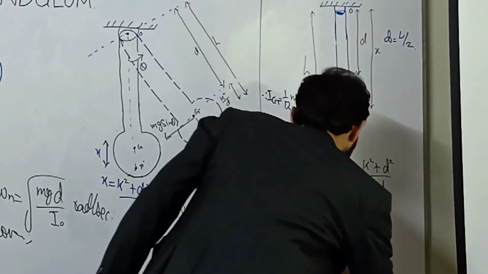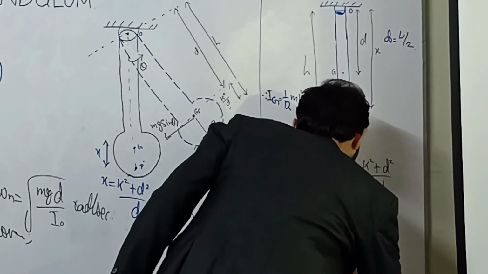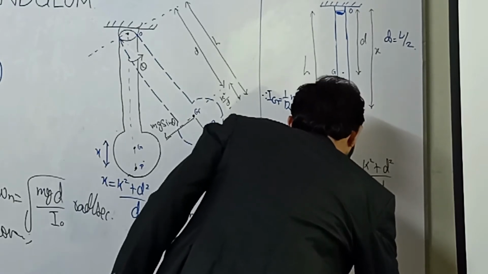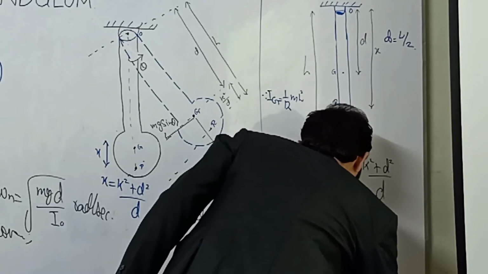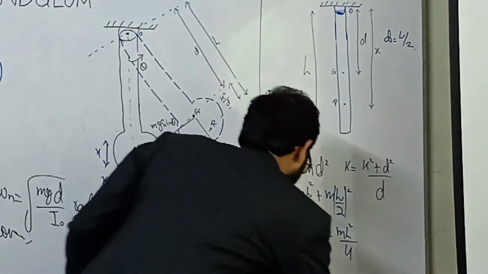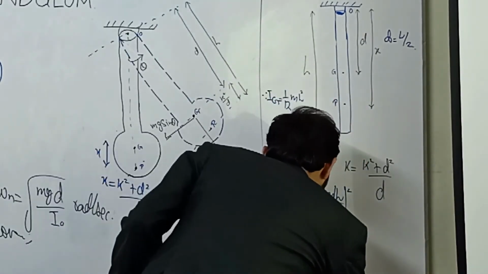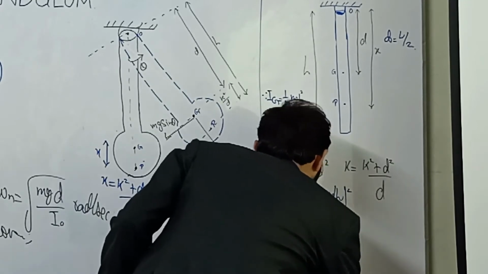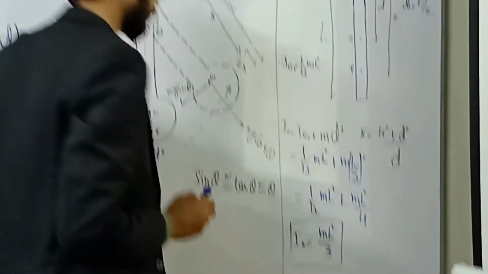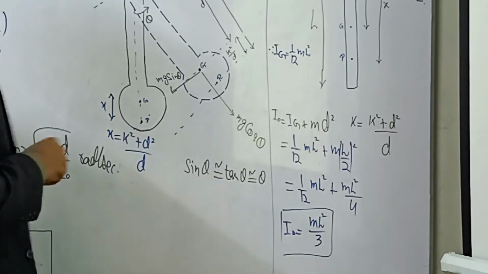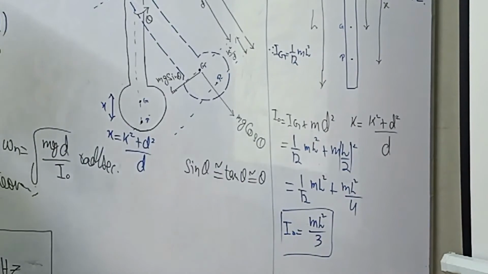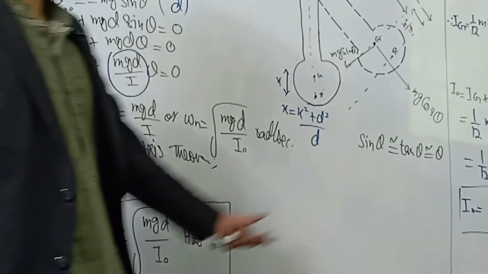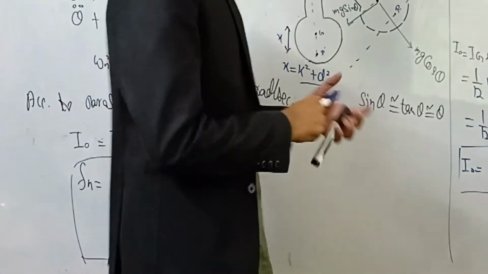and finally we have ml square divided by 3. This will be the value of I naught when we solve it. I naught is equal to ml square divided by 3. We will put the value of this I naught in this formula to calculate the natural frequency of this beam pendulum.